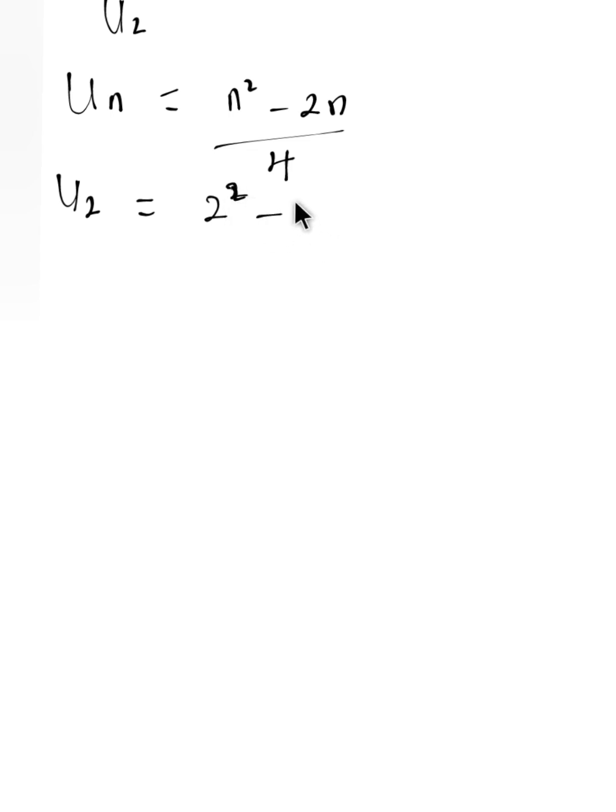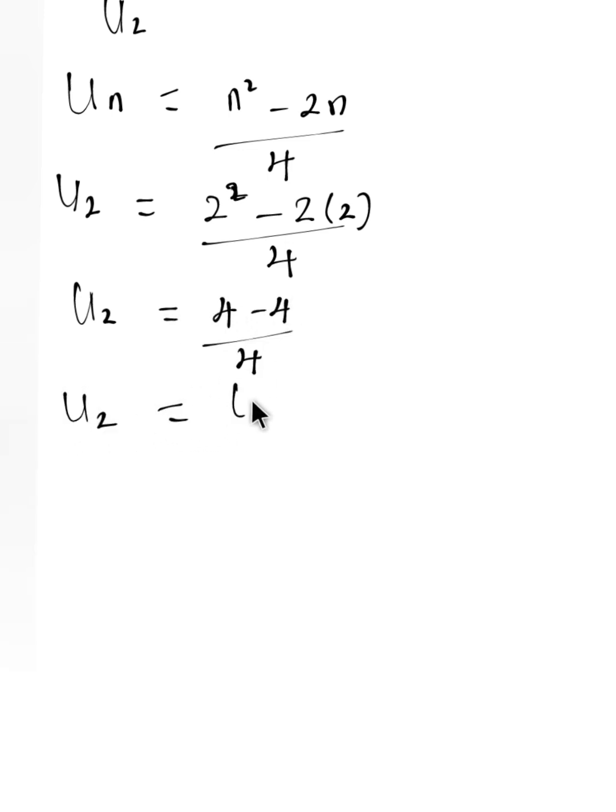Let's move over to the second term, u2. Recall that un is equal to n squared minus 2n over 4. So u2 will be equal to 2 squared minus 2 times 2, over 4. u2 is equal to 4 minus 4 over 4. u2 is equal to 0 over 4, and u2 is equal to 0, because 0 over 4 gives us 0.